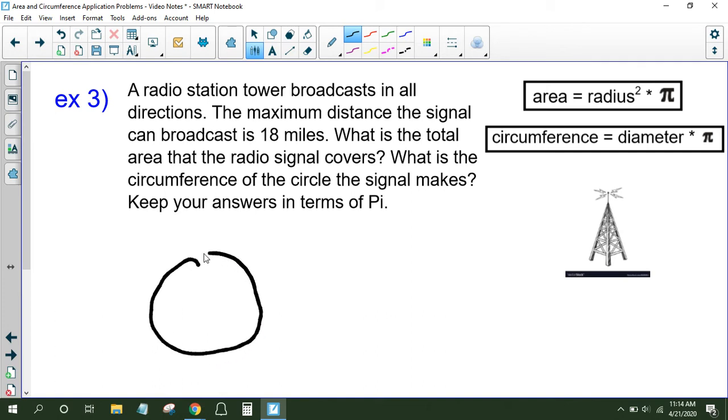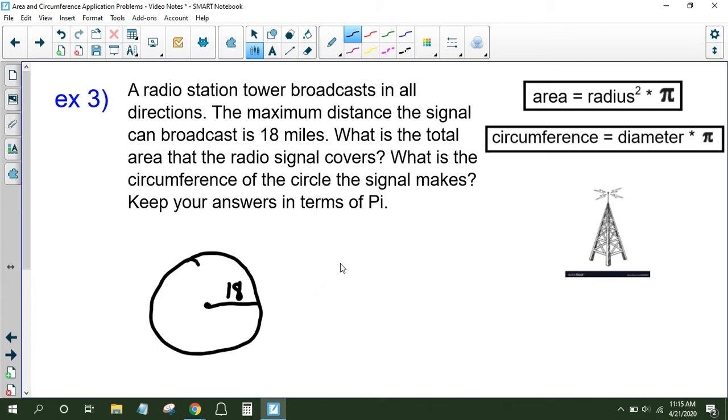Okay, so here's the tower right in the middle of the area that it can broadcast. It's like we're a bird looking down directly at the top of the tower. The signal can go out in every single direction, to a maximum of 18 miles. So 18 miles is the radius of this circle.